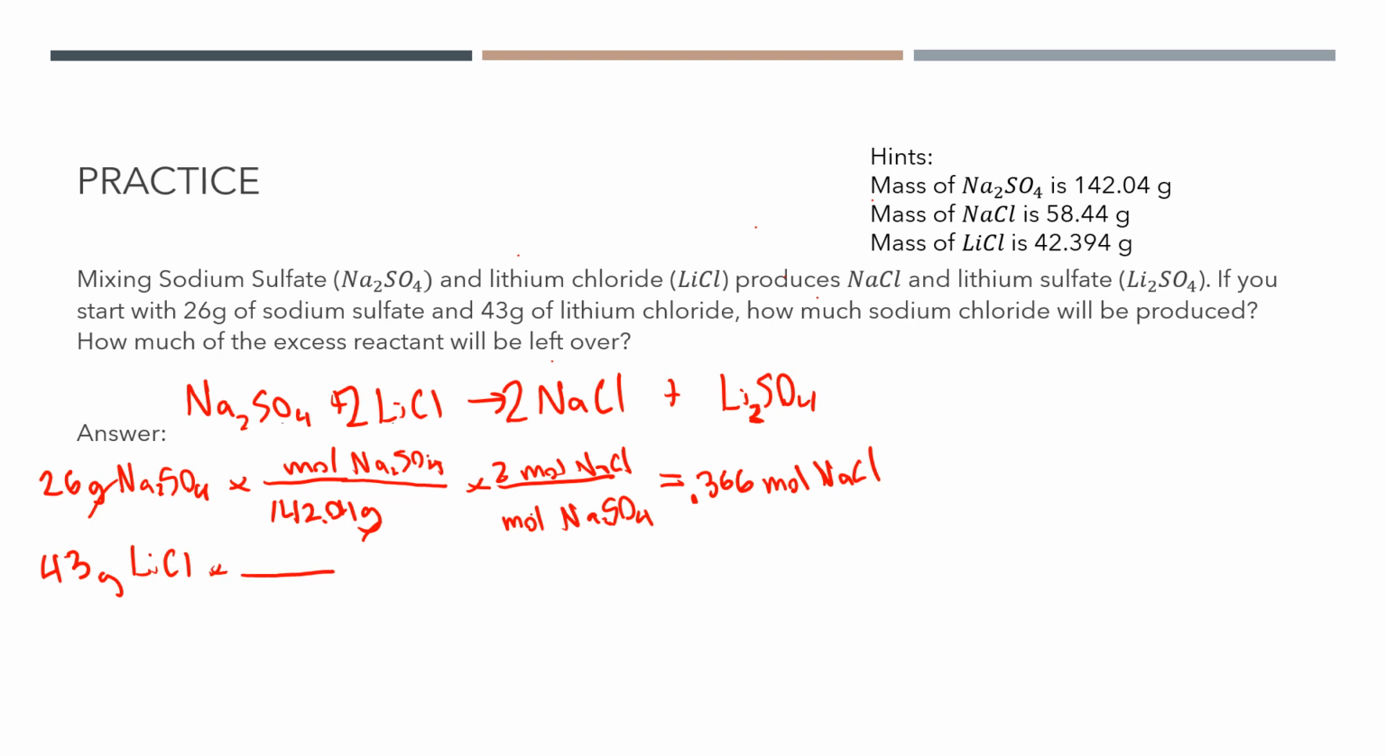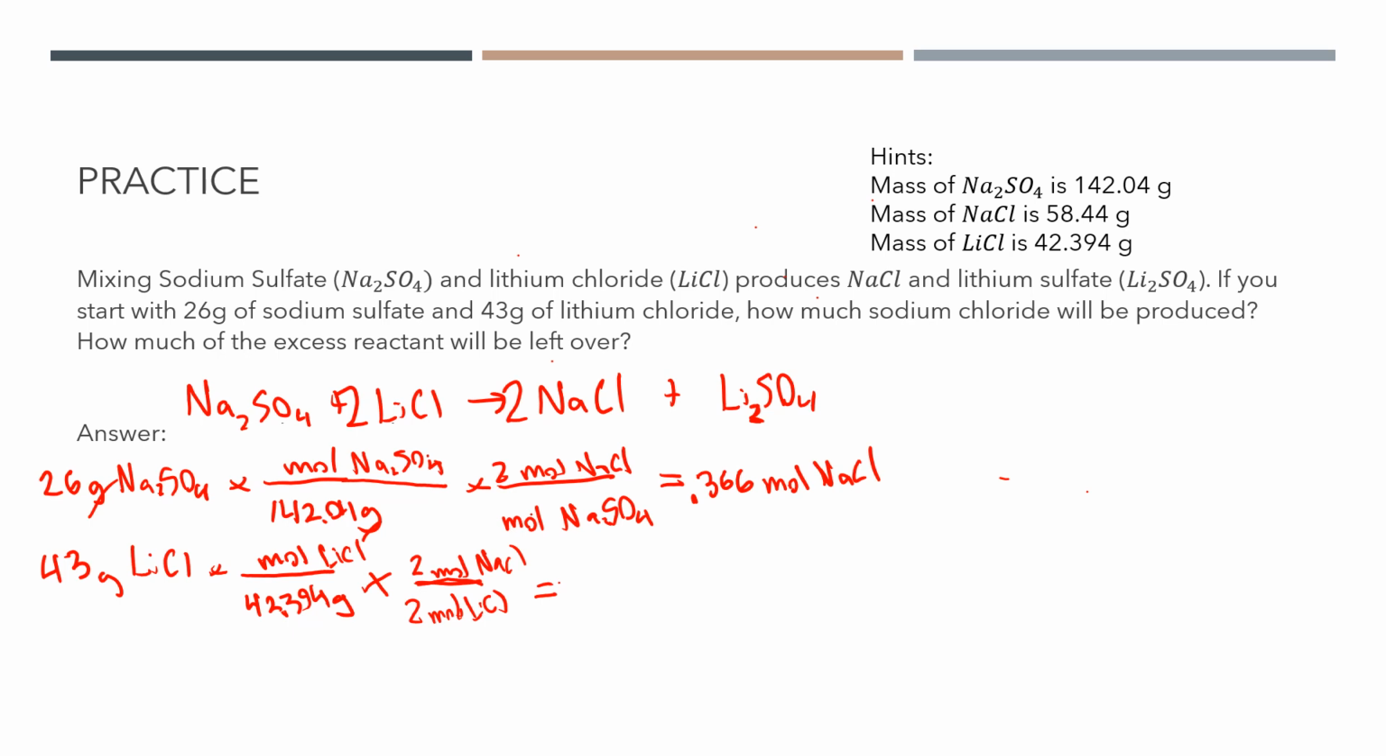Let's convert that to moles. So the molar mass of lithium chloride is 42.394 grams per mole. Now let's convert that to how many moles of sodium chloride are going to be produced. So for every 2 moles of lithium chloride, you're going to get 2 moles of sodium chloride. And a 2 to 2 is going to be a 1 to 1. We didn't have to write it out, but I wrote it out so you can understand it.